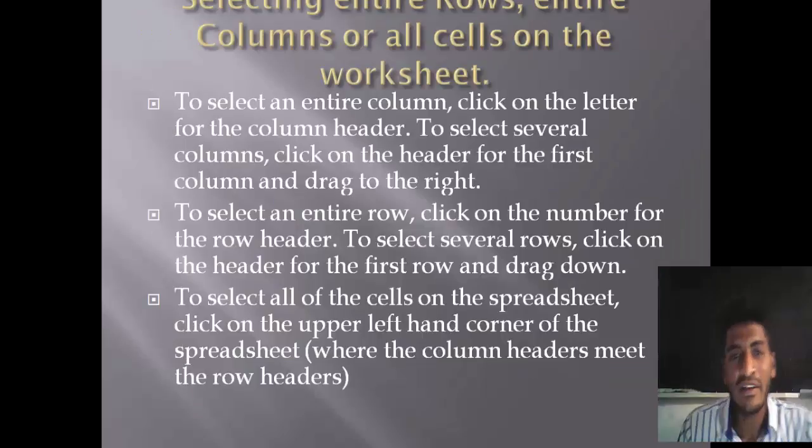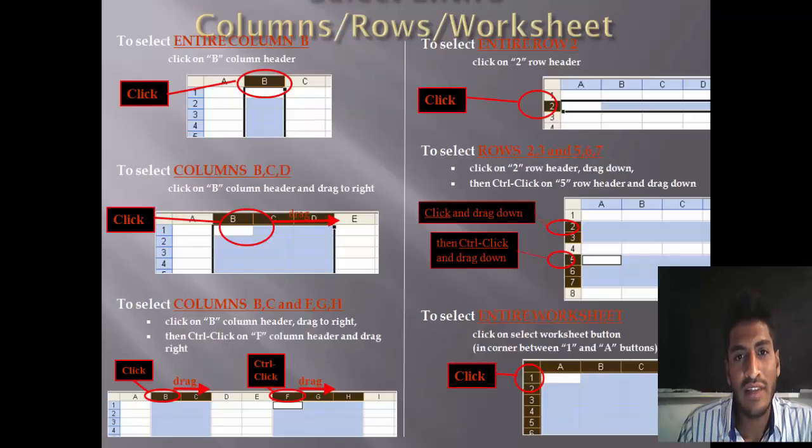Control-click and drag the additional ranges. Selecting entire rows and entire columns, or all cells on the worksheet. To select an entire column, click on the letter of the column header. To select several columns, click on the header for the first column and drag to the right. To select an entire row, click on the number of the row header. To select several rows, click on the header for the first row and drag down. To select all cells on the spreadsheet, click on the upper left-hand corner of the spreadsheet where the column headers meet the row headers.